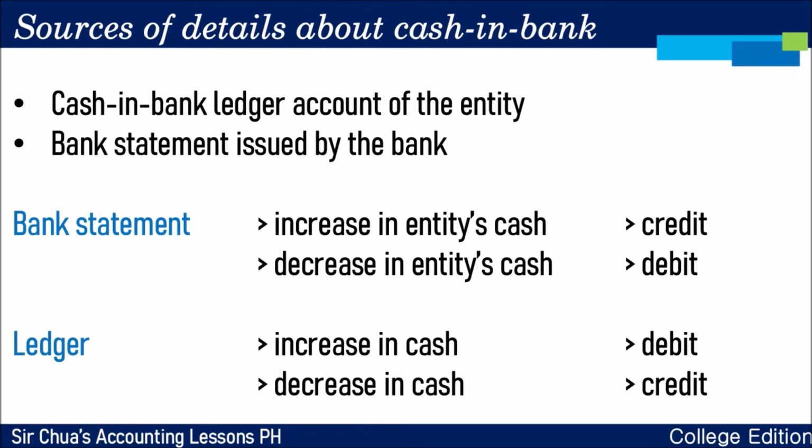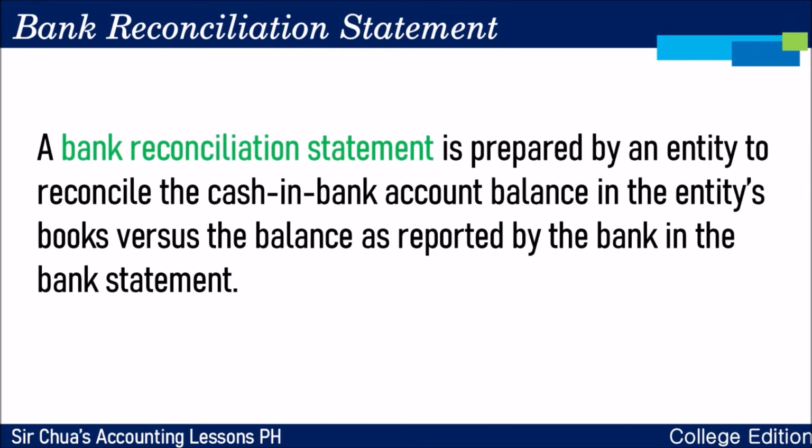Pero kapag naman po pinag-uusapan natin is bank statement uli, tapos debit naman, ibig sabihin nabawasan yung pera nung company dun sa bangko. But if we are talking about the ledger or yung accounting records po natin, the usual manner na alam po ninyo yung debit or credit. Increase in cash po ay debit, decrease in cash po ay credit. Okay, so not much of the debit and credit. Let's start our bank reconciliation. Okay. So the bank reconciliation statement is prepared by an entity to reconcile the cash and bank account balance in the entity's books versus the balance as reported by the bank in the bank statement.